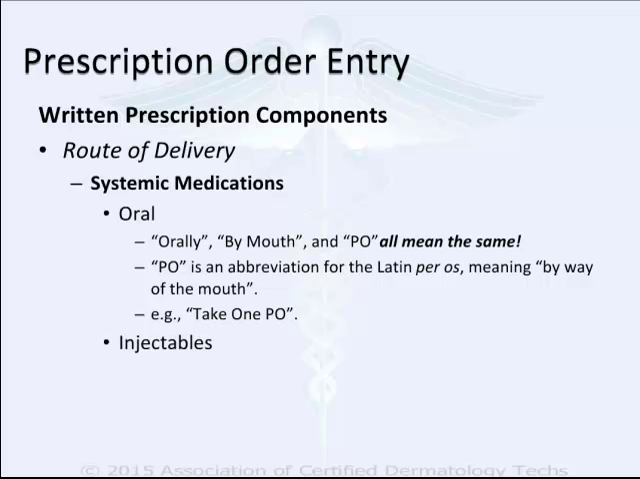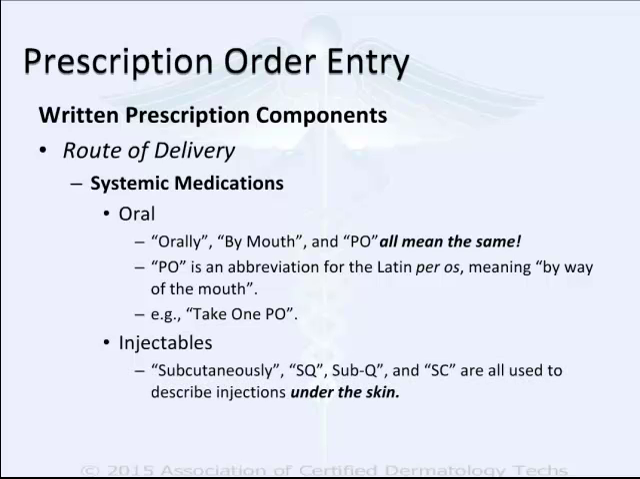For injectable medications such as Enbrel, Humira, and Stelara, the route of delivery is typically subcutaneously, which can be written just like that, or abbreviated as SQ, subQ, or SC, which all mean under the skin. For example, inject 0.5 milliliters SQ.